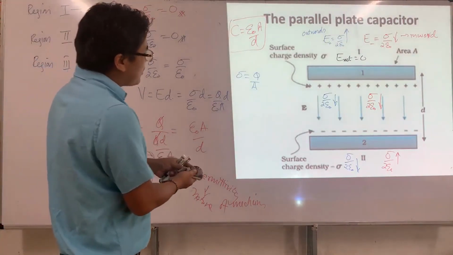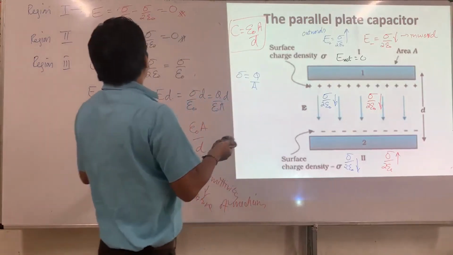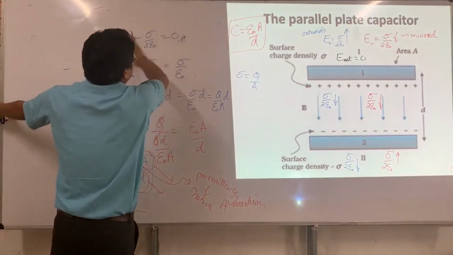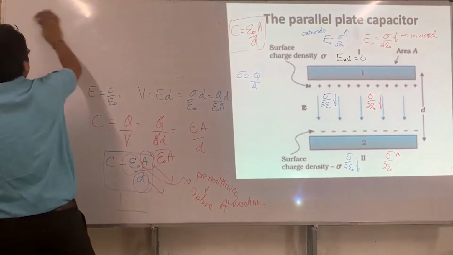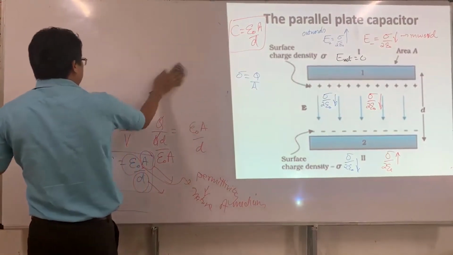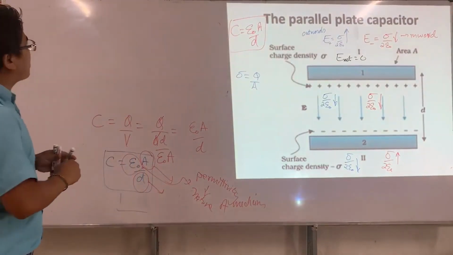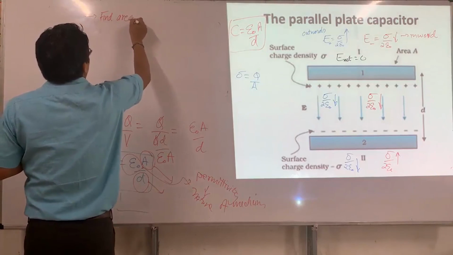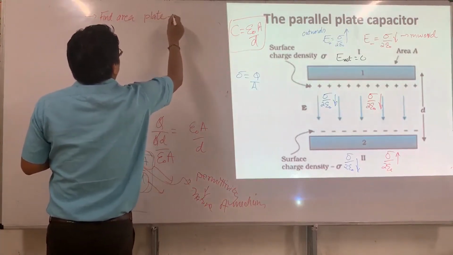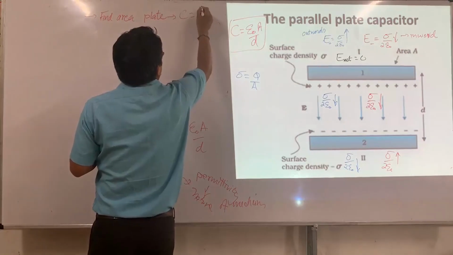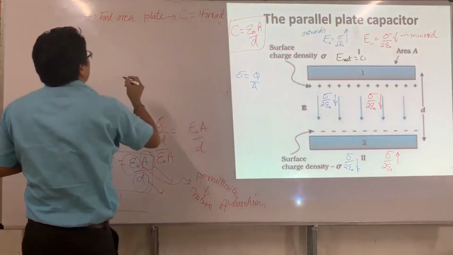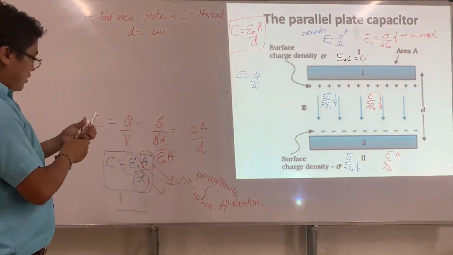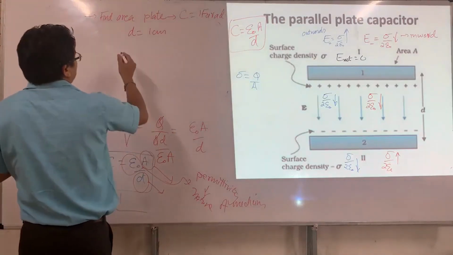Now what I'm going to do is see how big 1 farad is. I told you 1 farad is very, very big. So let's find the area of a plate having capacitance 1 farad. Let's say the distance of separation is 1 centimeter. So I put 1 centimeter, and the capacitance is 1 farad.